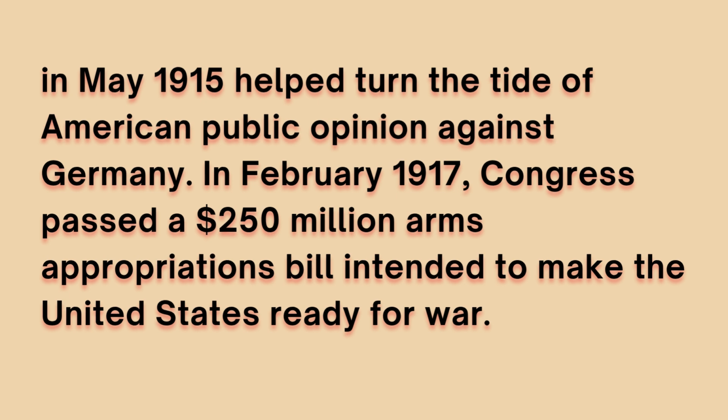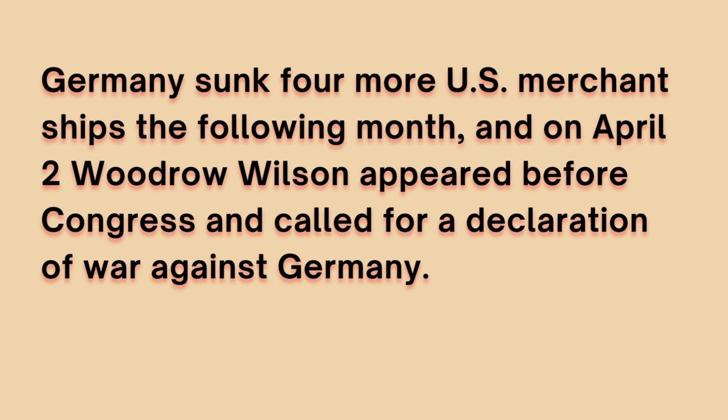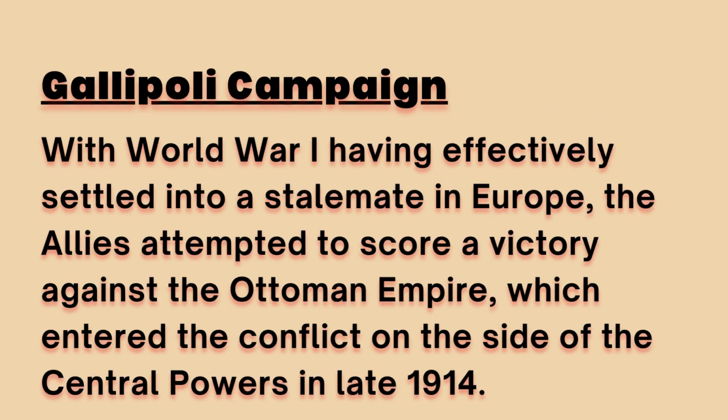In February 1917, Congress passed a $250 million arms appropriations bill intended to make the United States ready for war. Germany sunk 4 more U.S. merchant ships the following month, and on April 2 Woodrow Wilson appeared before Congress and called for a declaration of war against Germany.